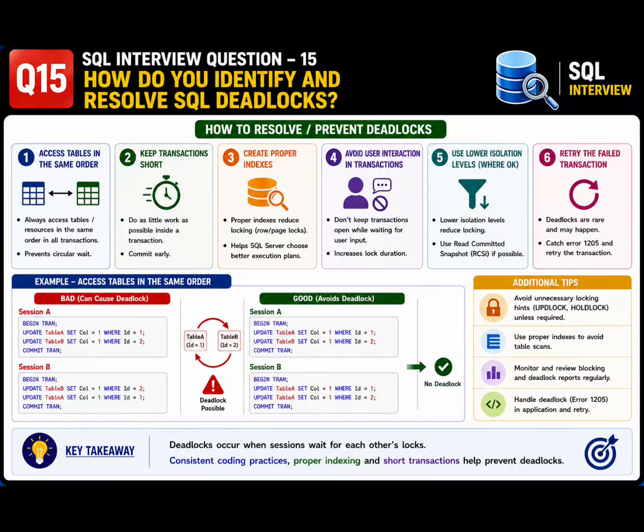Then solution 2 is, keep transactions short. That is, don't keep transactions open longer than necessary. Finish your work quickly and commit as early as possible. So, the shorter the transaction, the shorter the locks are held. Then, the third one is, create proper indexes. Poor indexing can force SQL Server to scan more rows, increasing lock duration. So proper indexes reduce locking time and improve performance.